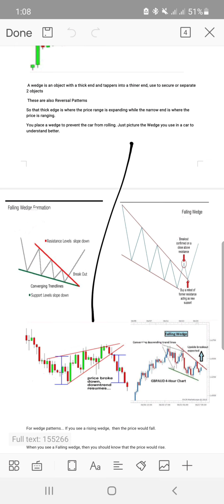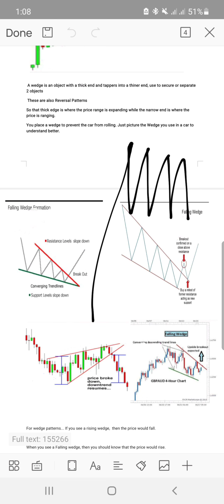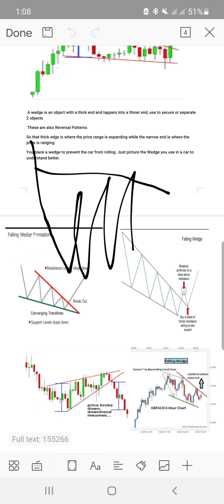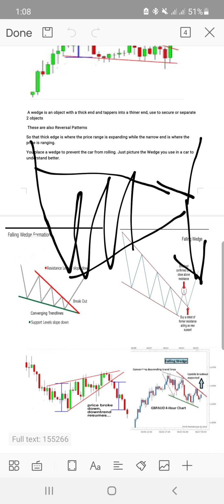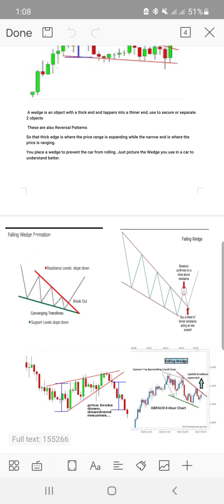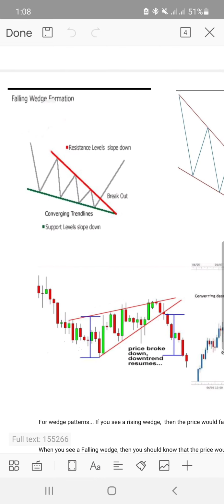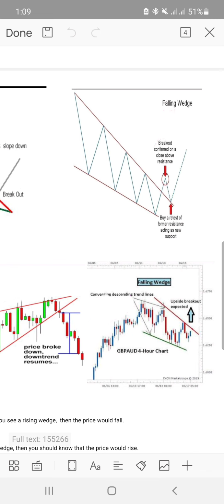A wedge can either go up like this and range before it breaks out in any direction, or it can go down. Price can go down like this, and range into this narrow point, then break out in any of the directions, right? So these are just some other examples to help you understand better. This is one example. This and that example.